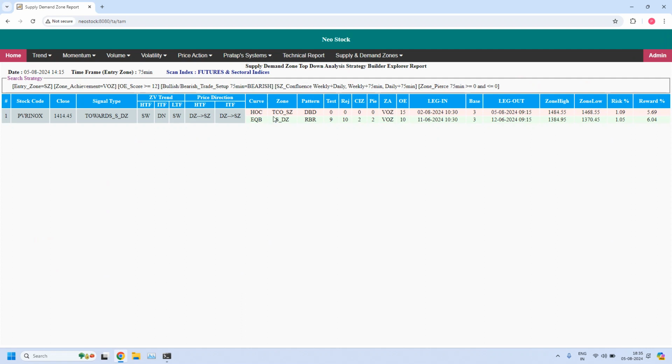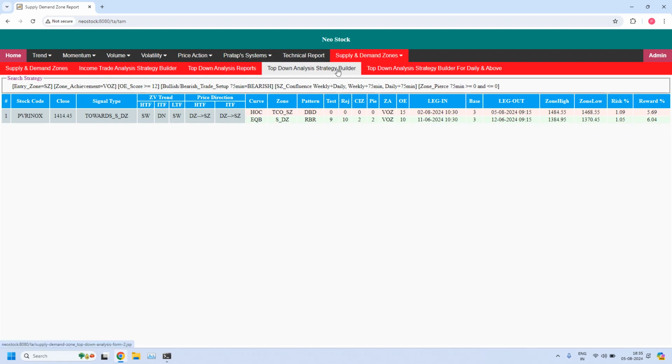Moreover, this supply zone is also a high liquidity zone, but low priority high liquidity zone. Fine. Order enhancer 15 out of 15 is there. Oh my God. Excellent. But here the demand zone is also a high liquidity zone. So this is about weekly income trade. Next we will go with the daily income trade reports.